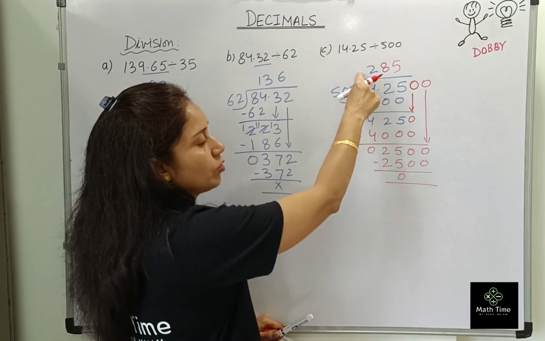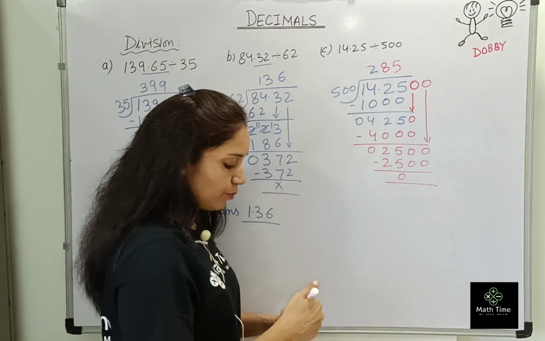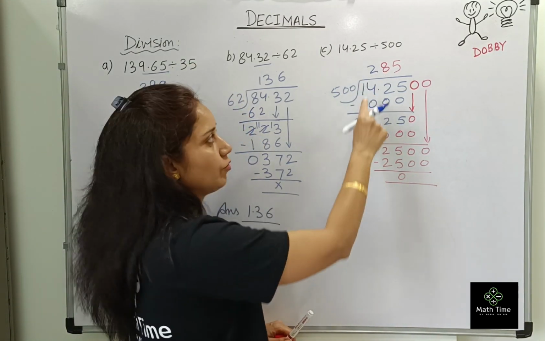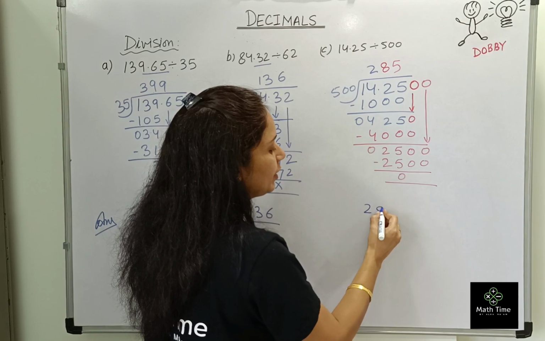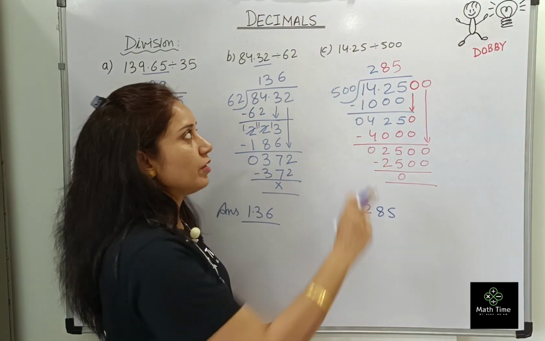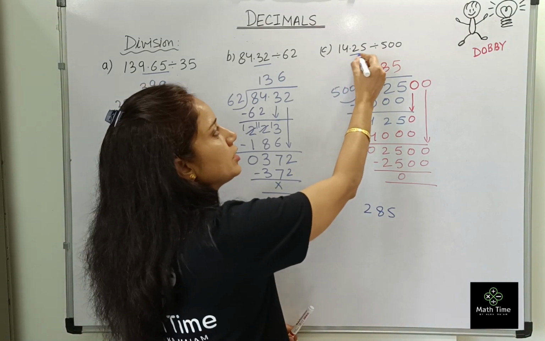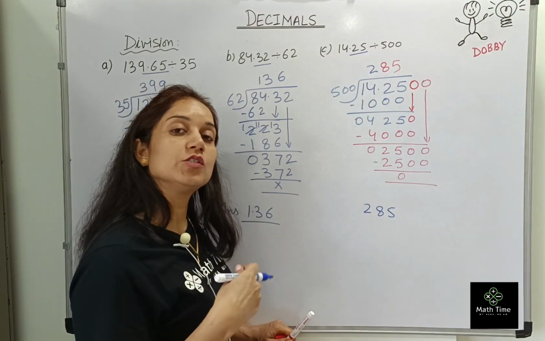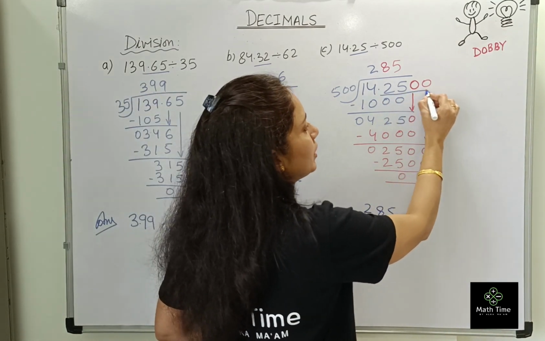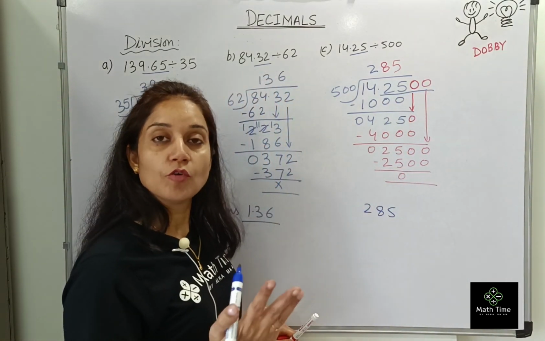Now check out. What is the quotient here? It is a very important step, children. Very minutely take care and look carefully. 285 is the quotient which you are getting. In the given question, there were 2 decimal places. But while solving, you require to put 2 more zeros here. So total decimal places becomes 4.